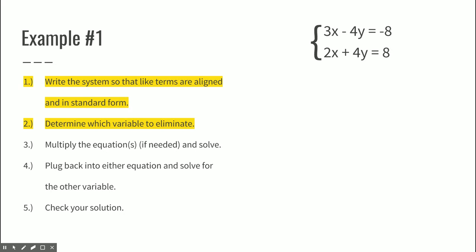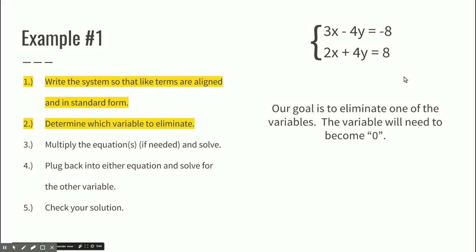So let's talk about the first couple steps. Write them so that the terms are aligned and in standard form. Now look at this. These are perfectly aligned. The x's are over the x's, the y's are over the y's, and your constants are over your constants. So they're in perfect form, which makes this very easy. Now our goal is to eliminate one of the variables, and the variable will need to become a 0.